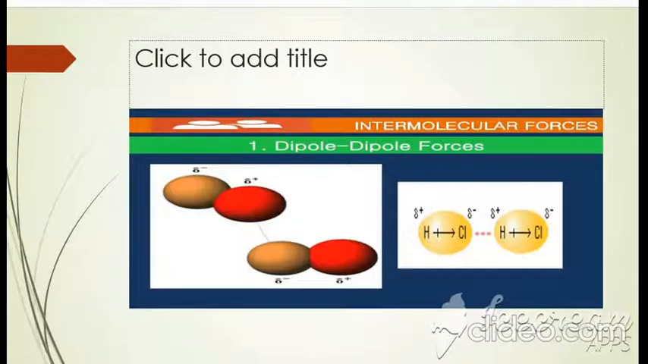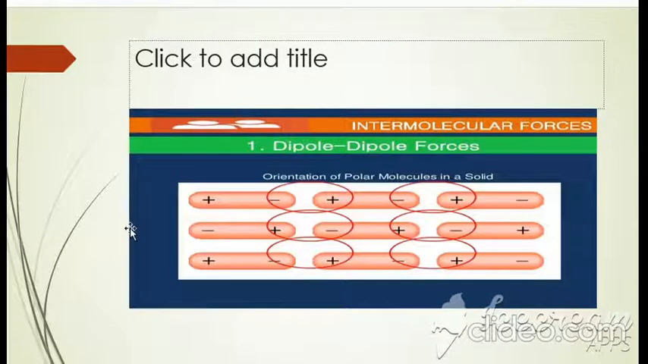Now the next one is, look at this. Here are the dipole-dipole forces. One end attracts the other end. As a result of this, dipole-dipole intermolecular forces are created, which affect the physical properties. Melting point and boiling point are increased due to the intermolecular forces. So this is called the dipole-dipole.